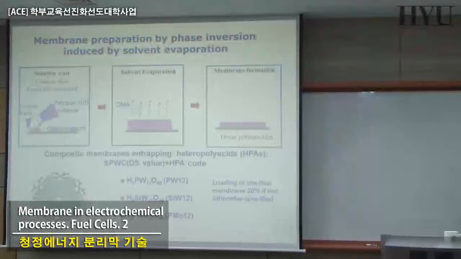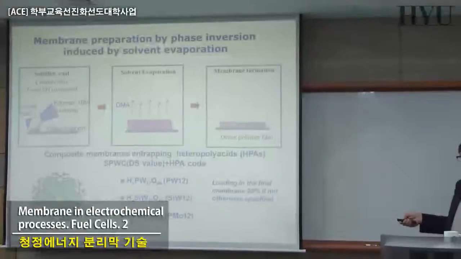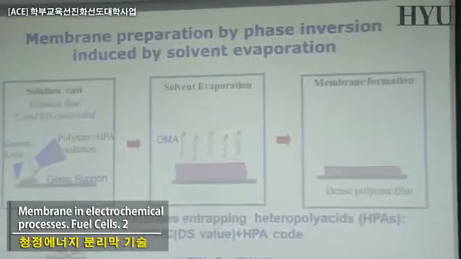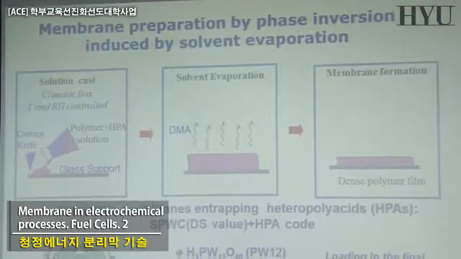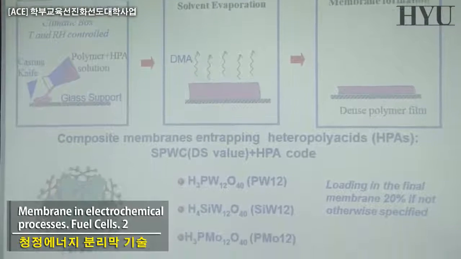You can have both traditional NIPS, VIPS, etc. Also for making the composite membrane, to entrap the heteropolyacid, you can just follow your recipe, your protocol. For example, in our case, we are working roughly with around 20% of your catalyst, of your superacid, and so with this kind of material you can try to increase the proton conductivity.